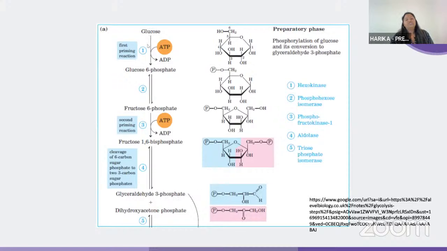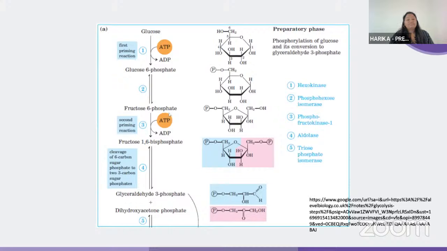First, the glucose in presence of ATP converts to glucose 6-phosphate. This is the first priming reaction. Why do you call it a priming reaction? Because the ATP is converted into ADP. And this step is catalyzed by the enzyme hexokinase, which helps the conversion of glucose to glucose 6-phosphate. And hexoisomerase helps in conversion of glucose 6-phosphate to fructose 6-phosphate.